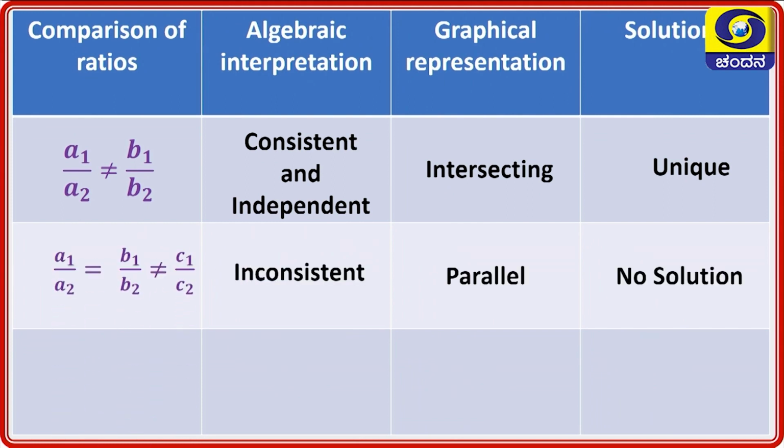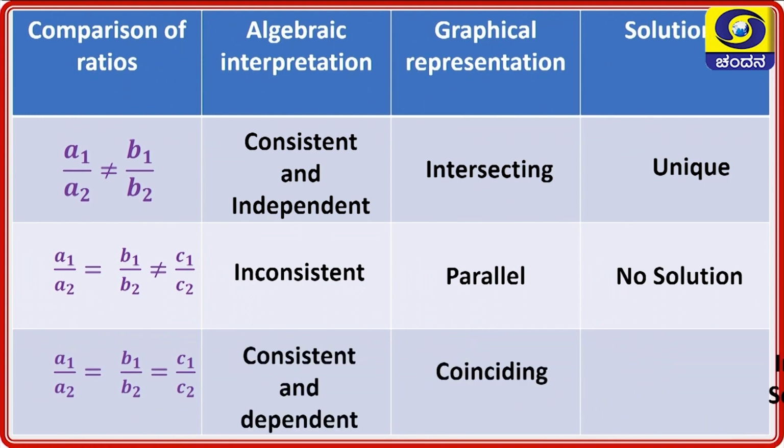Whereas if A1 by A2 is equal to B1 by B2 and it is not equal to C1 by C2, then the algebraic interpretation is they are inconsistent, whereas graphical representation shows those two straight lines are parallel to each other and there are no solutions at all. If A1 by A2 is equal to B1 by B2 is equal to C1 by C2, then the algebraic interpretation is they are consistent and dependent on each other. The graphical representation shows those two lines coincide with each other and they have infinite solutions.